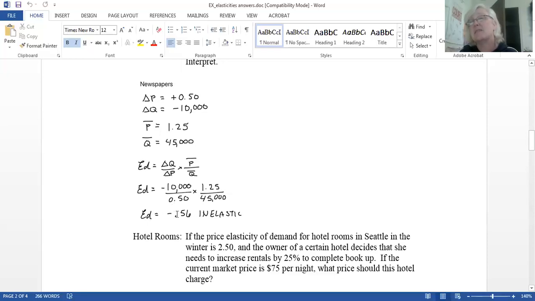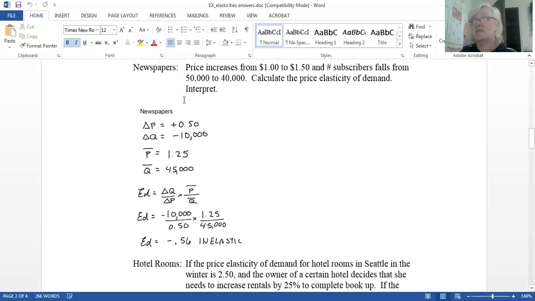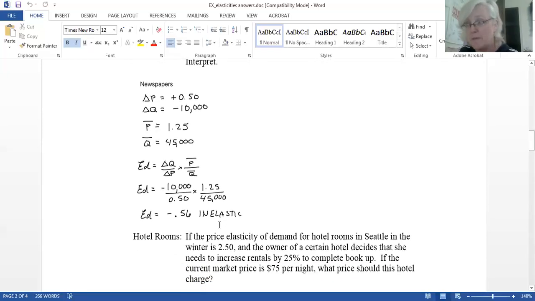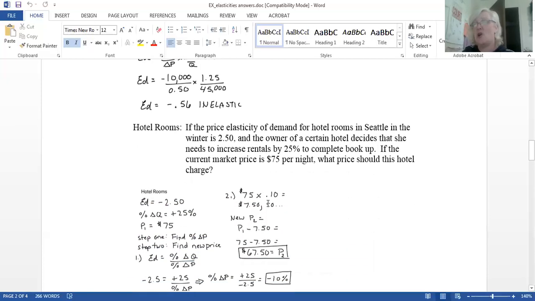On the basis of that, because the absolute value is less than 1, how I interpret that, because it's a decimal, is that it's inelastic. So always put your interpretation. See, it says interpret right there. Do not forget to interpret. The interpretation part is putting that inelastic label on it. Okay? Piece of cake, right? All right, let's try another one.